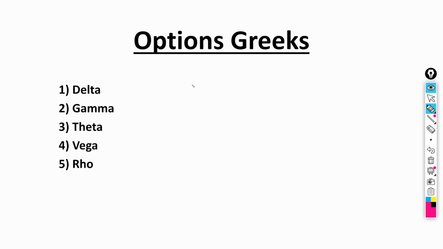When it comes to option trading, understanding option Greeks is very important. Option Greeks contain five important components: delta, gamma, theta, vega, and rho. In this video, we will understand option Greek delta with some examples. Going forward, I will create a video for each option Greek.